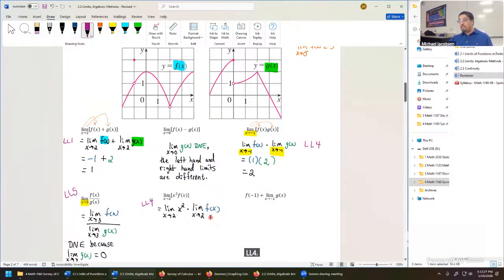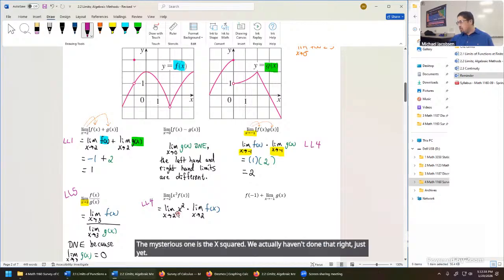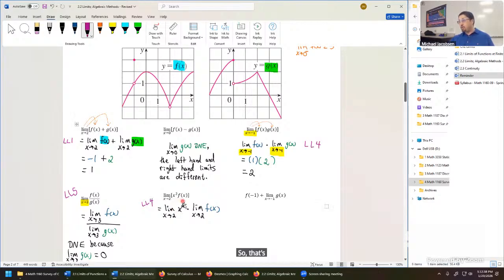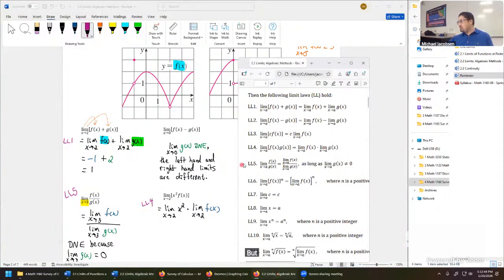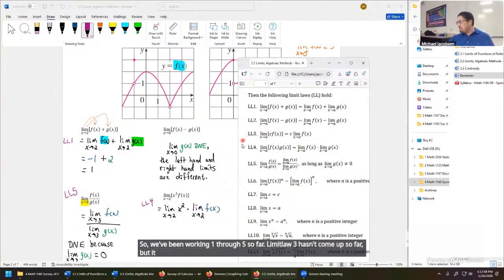And certainly we can take the limit as x goes to 2 for f of x. The mysterious one is the x squared. We actually haven't done that just yet. So that's what this section is all about, doing the limit for a function like x squared without pulling up its graph. If we did pull up the graph, that's not a bad way to do it. But we have extra tools this time, so let's scroll through what we've got. We've been working 1 through 5 so far. Limit law 3 hasn't come up so far, but it will. We'll cite it when it happens.